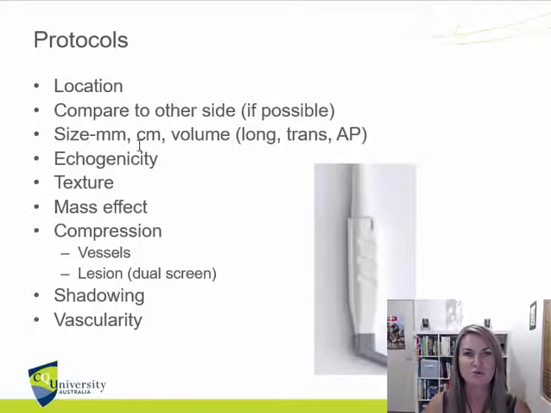Now the size I've already talked about: millimeters, centimeters, volume, long, trans, anterior, posterior, and that distance from the skin surface is very, very important. Echogenicity: homogeneous, heterogeneous, all those sorts of things. With texture and echogenicity, if it's anechoic, hyperechoic, all those types of descriptive words. We've looked at mass effect before, so whether it's actually moving between the layers, and we've talked about the skin layers, so you should be all experts about that.